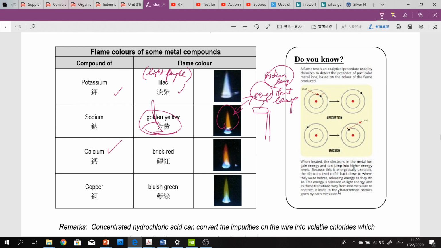And a calcium compound gives a brick red flame, and copper gives a bluish green flame. Remember that flame colors are very characteristic, which means that no other substances will give exactly the same flame color. So by checking the color of the flame, I will know what elements can be found inside. Okay, so this is what I would like to talk about: the flame test.